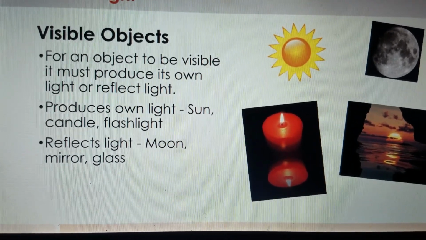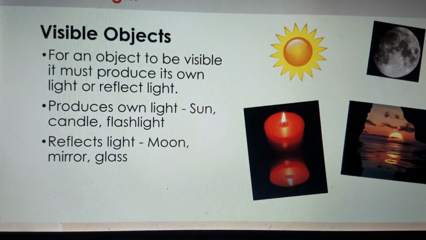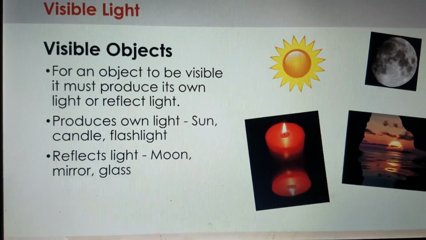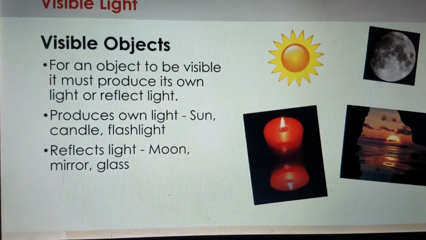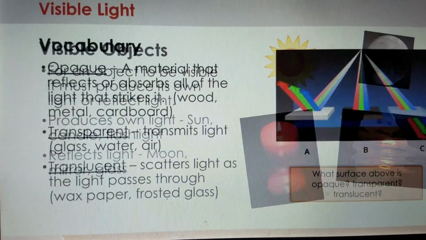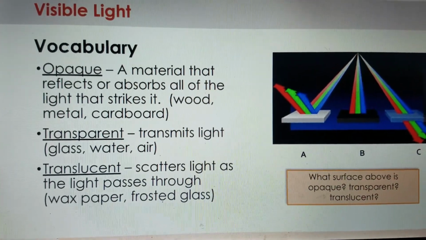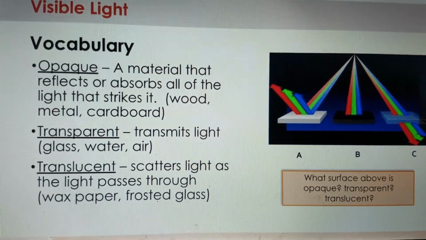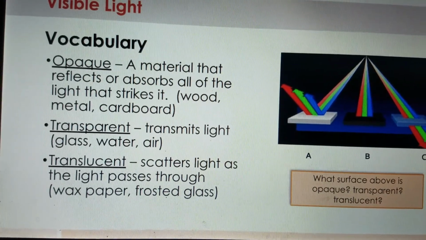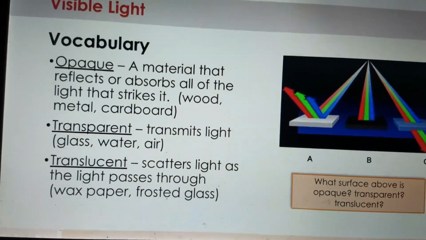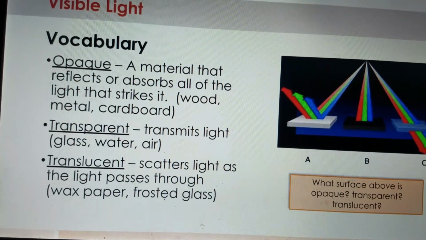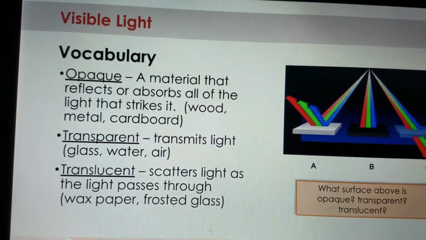We see reflections in mirrors because they're reflecting light, and we can often see glass, even though it's transparent, because some of the light is reflected off of it. So when we are talking about how we see objects and how light reflects off of objects, we have to talk about the opacity of the material.